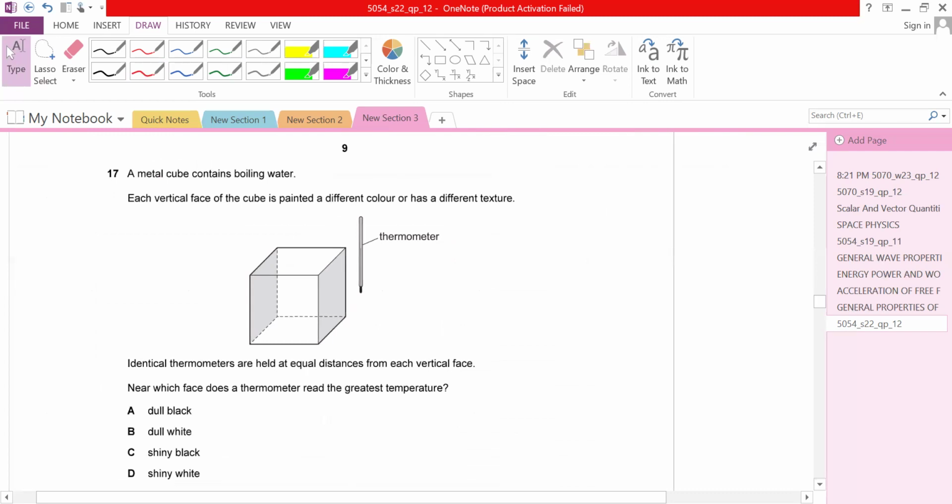Question 17. A metal cube contains boiling water, and each vertical face of the cube is painted a different color or has a different texture. Identical thermometers are held at equal distance from each vertical face. Near which face does the thermometer read the greatest reading? Dull black, dull white, shiny black, shiny white. White, wrong option. Shiny black, wrong. Correct is dull black.